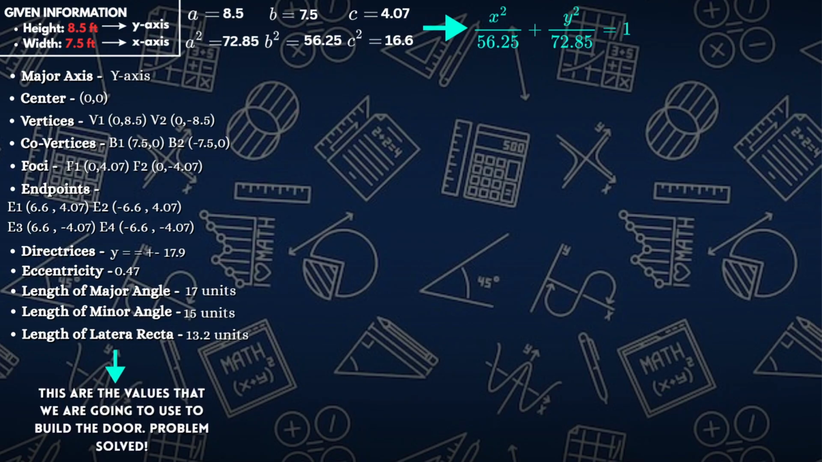Now, these are the values that we are going to use to build the door. These are just the basic mathematical values that we are going to use to build the door. Easy, right? Problem solved.